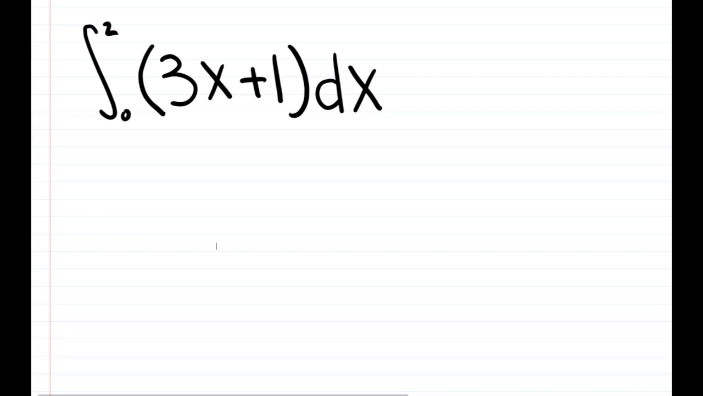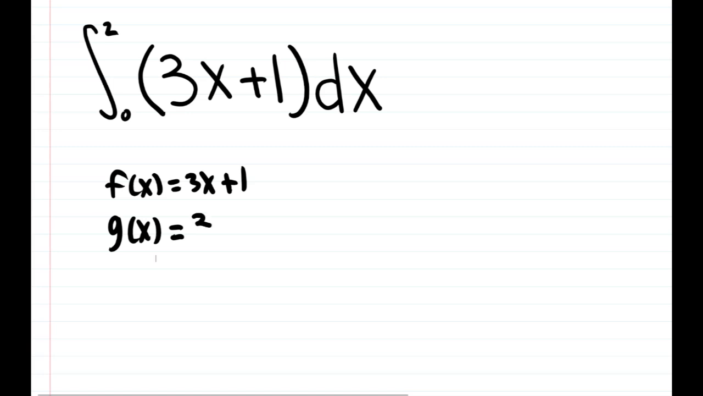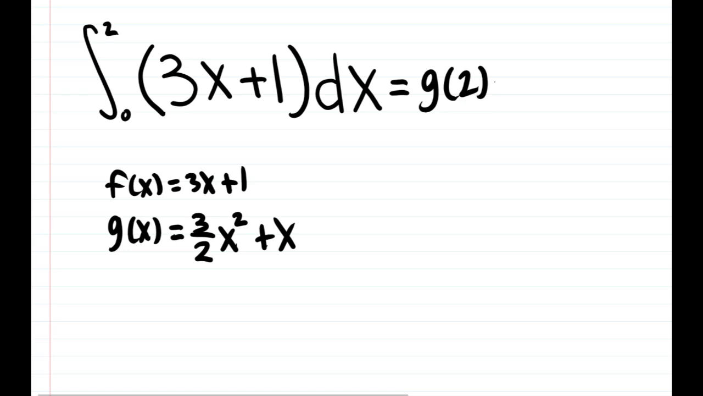Let's apply this. Over here we have the question: the definite integral from 0 to 2 of 3x plus 1 dx. If our function f is 3x plus 1, we need to find g so that g is the antiderivative of f of x. Using the power rule, we can find this to be 3 over 2 x squared plus x. So now we can evaluate the integral. It should be g of 2 minus g of 0.